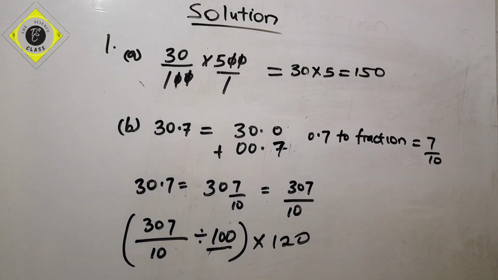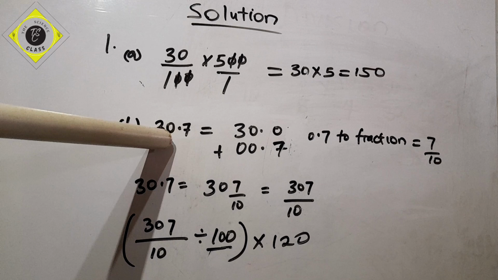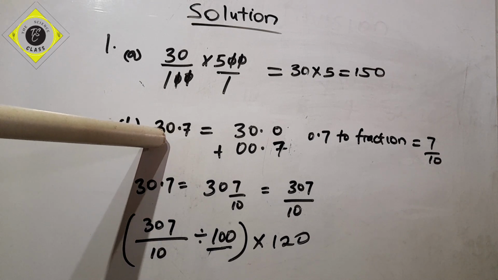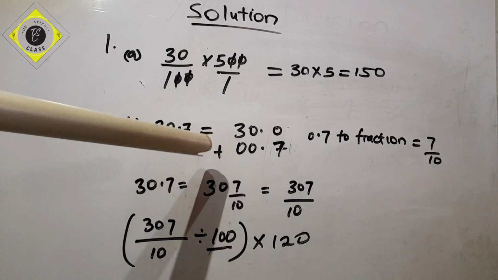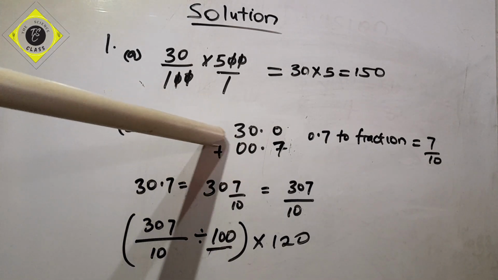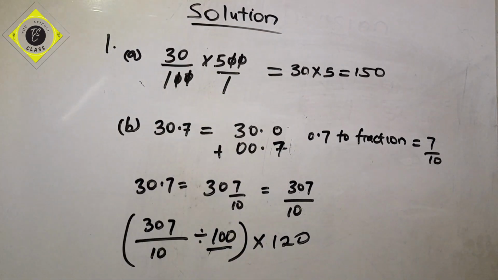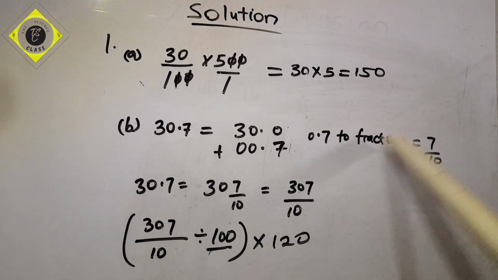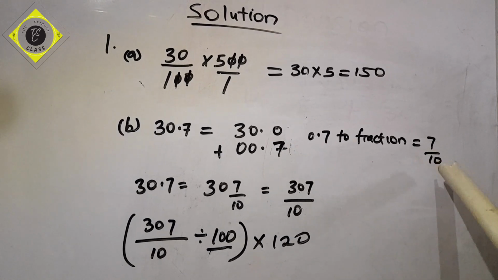Next example here is 30.7% of 120. 30.7% of 120. So 30.7, you can actually break it down to 30 plus 0.7. So if you want to do this, you can convert that 0.7 to a fraction, and converting 0.7 to a fraction will give you 7 over 10.